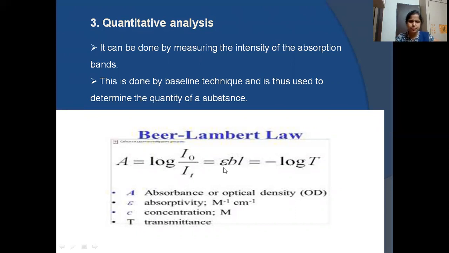Epsilon is the absorptivity, A is what? Absorbance or the optical density. So absorbance is actually log I₀ by I. This is the formula for finding out the absorbance, or that is nothing but equal to εcl. Epsilon means absorptivity. C stands for the concentration of the solution, and L is the path length, or that is equal to the inverse of log T, that is transmittance. So by substituting all the values in this particular formula, you can find the concentration of the solution.